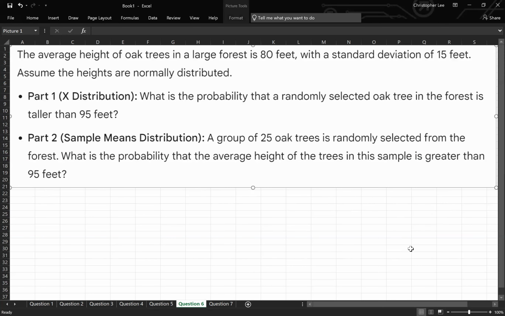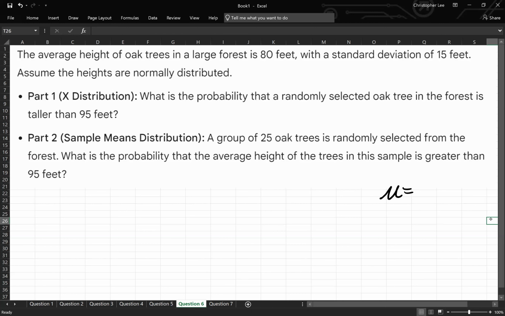So let's look at question 6 now. That's where this question is coming from that he's asking. The average height of oak trees in a large forest is 80 feet. So that means my mu is 80 with a standard deviation of 15 feet. So that means that my sigma is 15. And then we're going to assume that the heights are normally distributed.